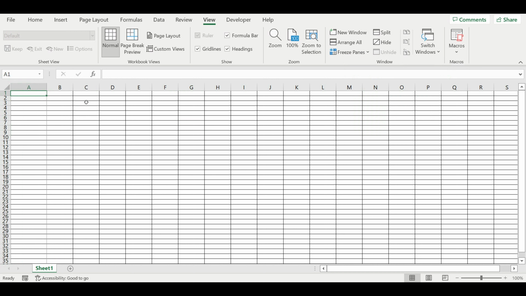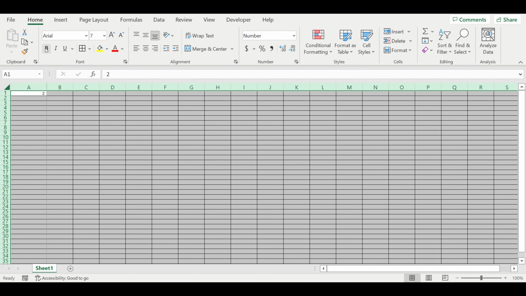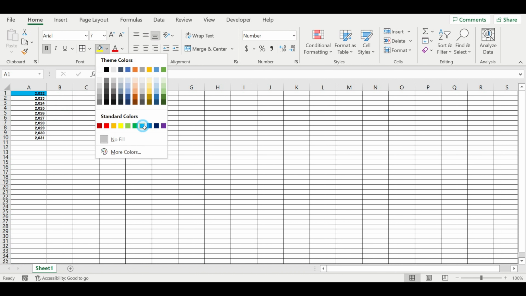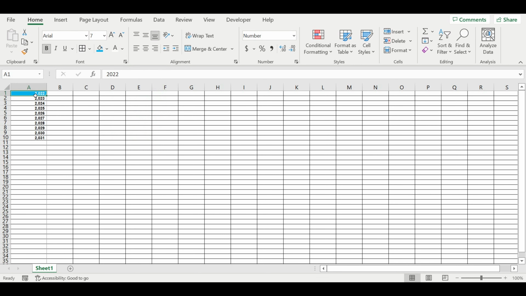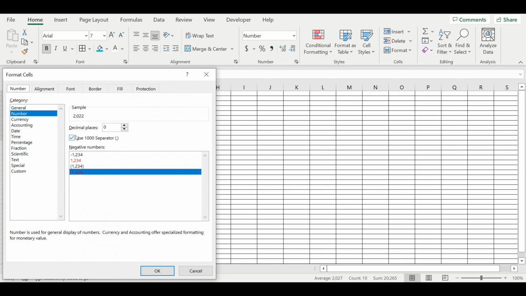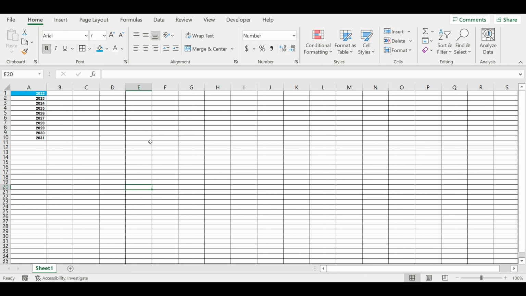So first of all, let's start with some sort of library for our financial model. First we will have a 10-year horizon. So the first year of our calculations will be 2022. This will be the input, so we color it with a specific color. Format cells. Don't use a separator for this group of cells.